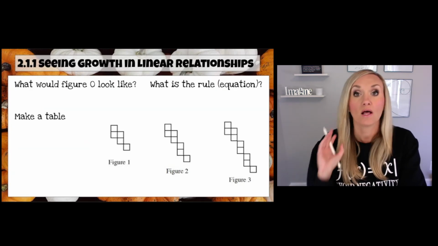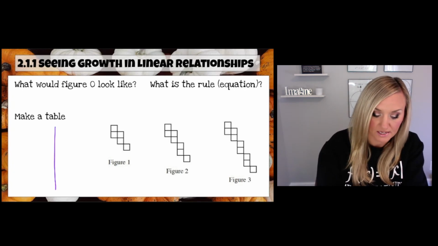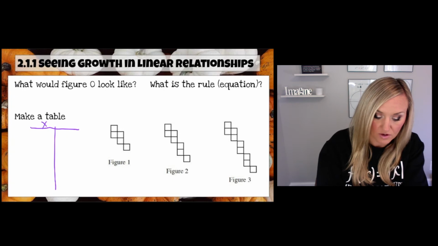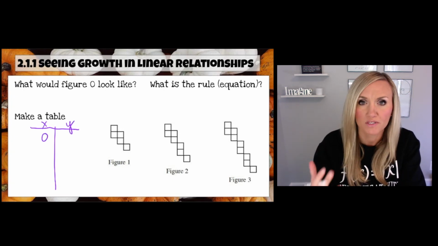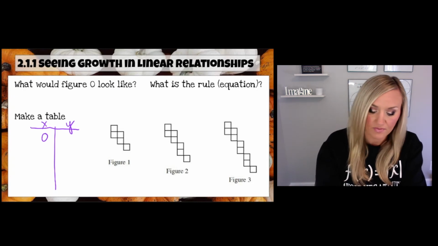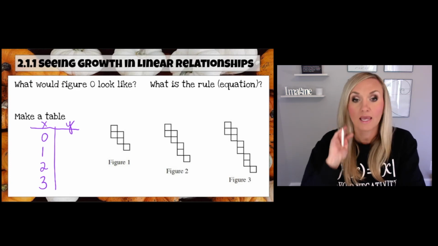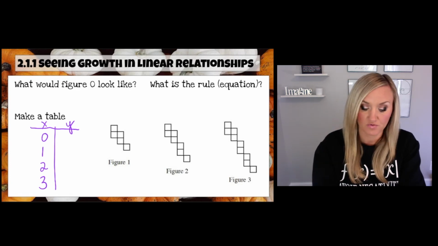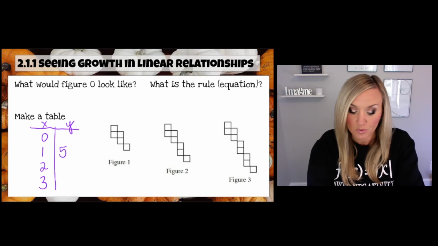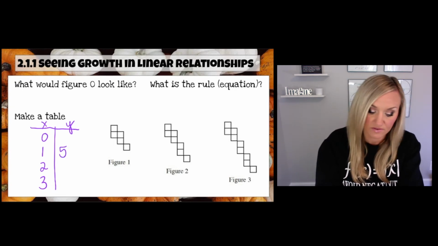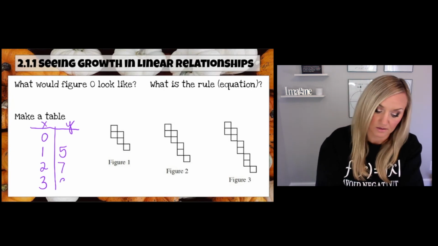All right, so how much is this pattern growing by? Well, let's go ahead and make a table. We have our x and our y. Let's always write down 0 because we're always going to be looking for 0. And then we have 3 figures, so 1, 2, and 3. And how many squares does figure 1 have? 1, 2, 3, 4, 5. How many does figure 2 have? 1, 2, 3, 4, 5, 6, 7. And figure 3: 1, 2, 3, 4, 5, 6, 7, 8, 9.